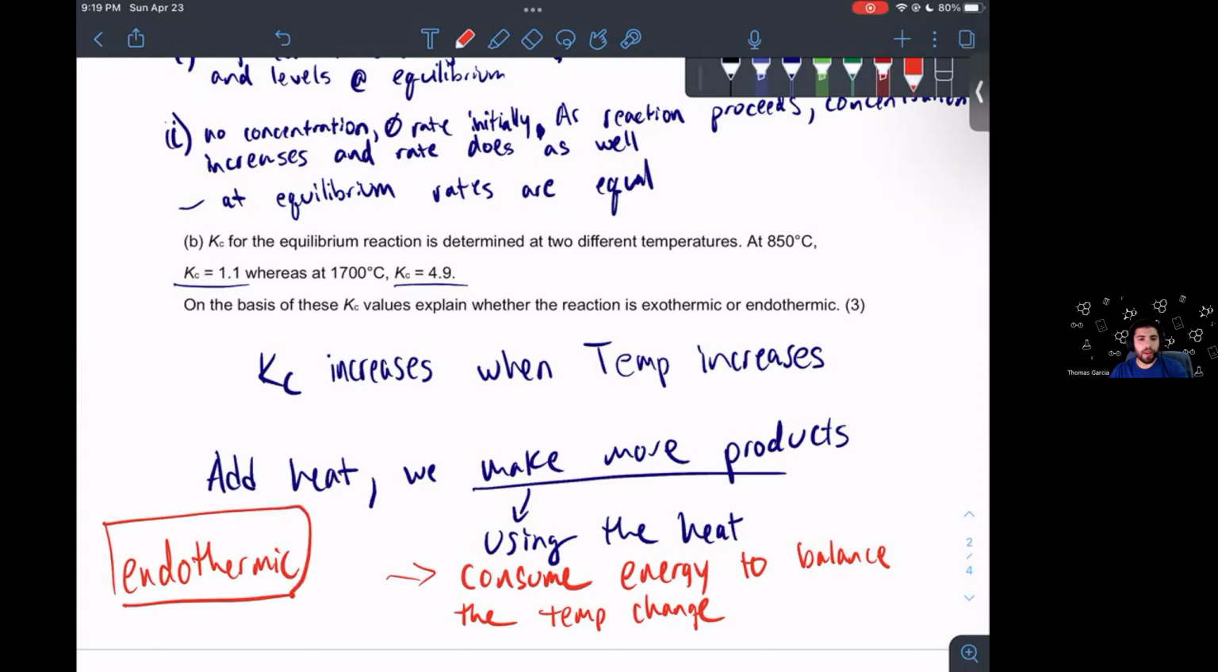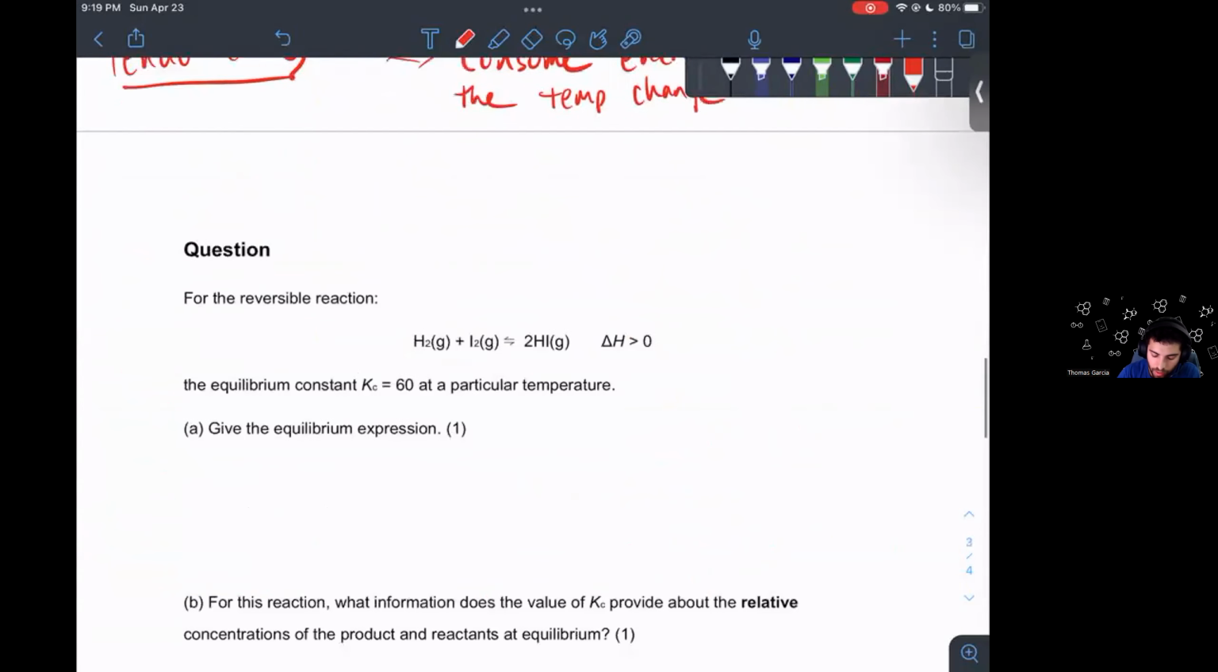And so you get marks for that. You get, say it's endothermic, say it increases with temperature and the forward reaction heat is used up or consumed. And there you go. That is all the points for question 2. Moving on to question 3.